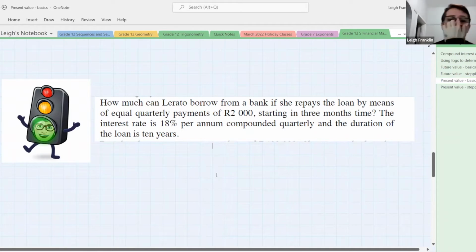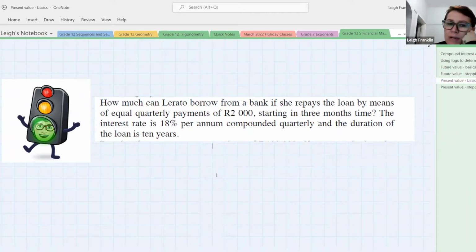All right, so Lorato, we have to calculate how much money Lorato can borrow from the bank if she repays the loan by means of equal quarterly payments of 2,000 Rand starting in 3 months' time. The interest rate is 18% per annum compounded quarterly, and the duration of the loan is 10 years. Okay, so now they have changed how frequently the loan is repaid. Also the compounding period is quarterly.